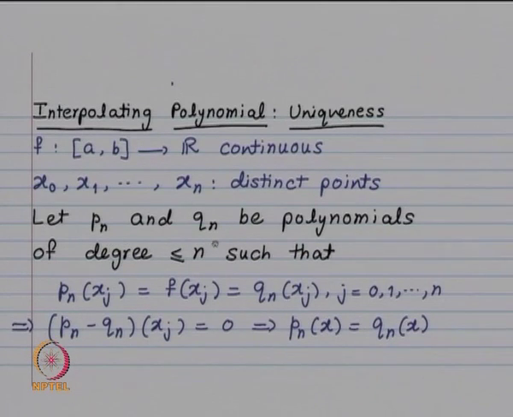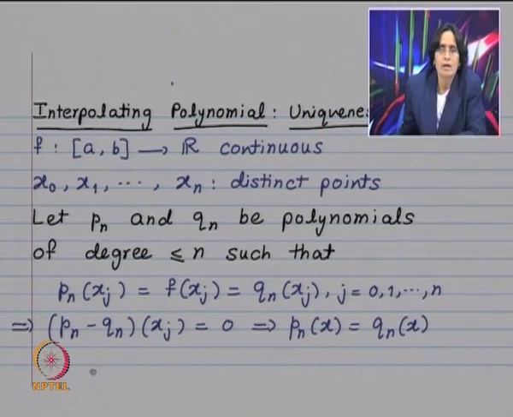So, suppose P_n and Q_n are two polynomials of degree less than or equal to n, which interpolate the given function f at these n plus 1 points. Thus, P_n at x_j is equal to f(x_j), which is equal to Q_n of x_j, for j equal to 0, 1 up to n. Now, this implies that (P_n minus Q_n) at x_j is equal to 0, and P_n minus Q_n is a polynomial of degree less than or equal to n. And hence, it has to be a zero polynomial, and thus P_n(x) is equal to Q_n(x). So, this proves uniqueness of the interpolating polynomial.